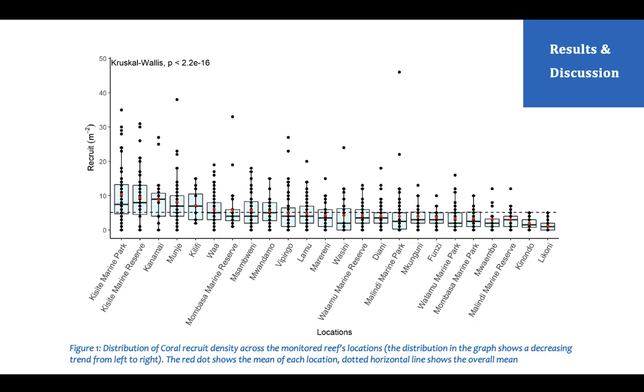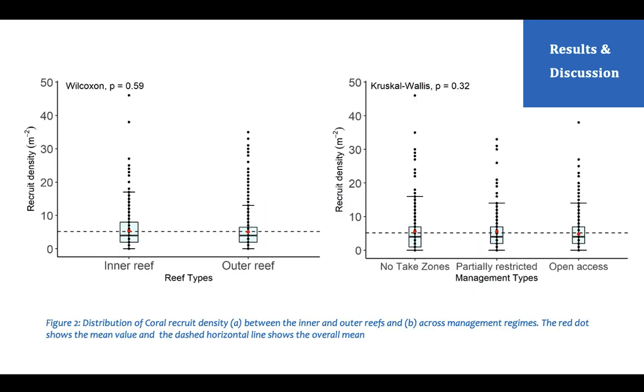At the end of that slide, we have Kisite Marine Park. Marine parks in Kenya are no-take areas managed by the government, and we see they had a lot of recruits, about 10 per square meter, while in an area like Likoni, which is in the central part of Kenya, they have around 1.2. So it's a big variation between different reefs.